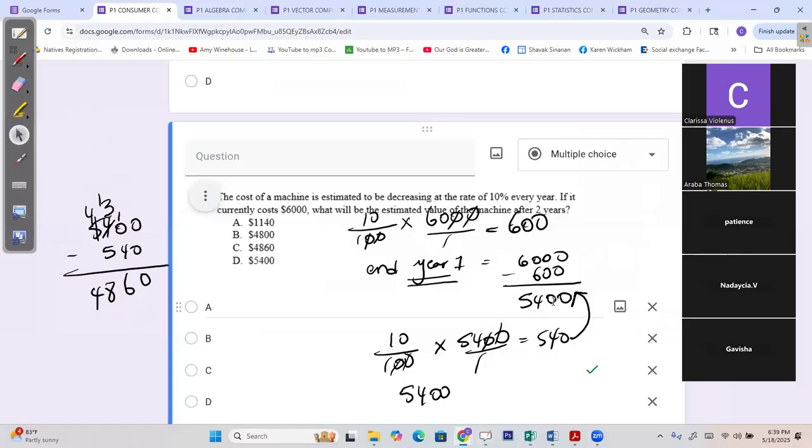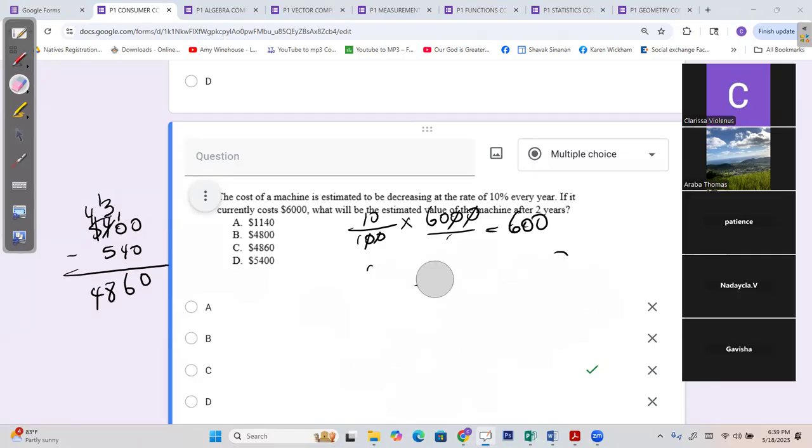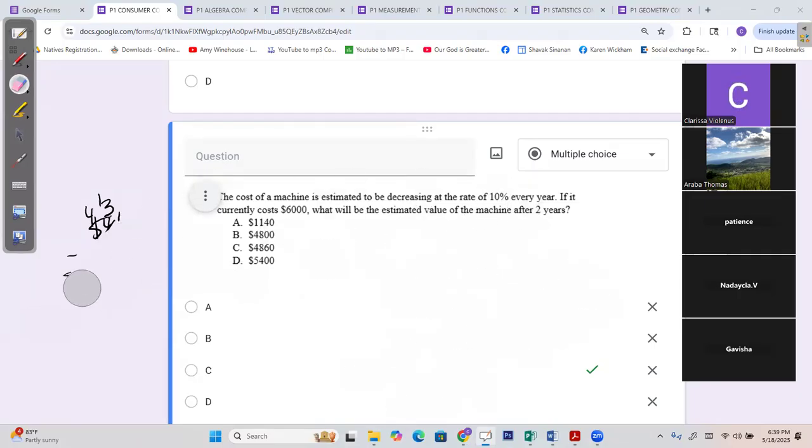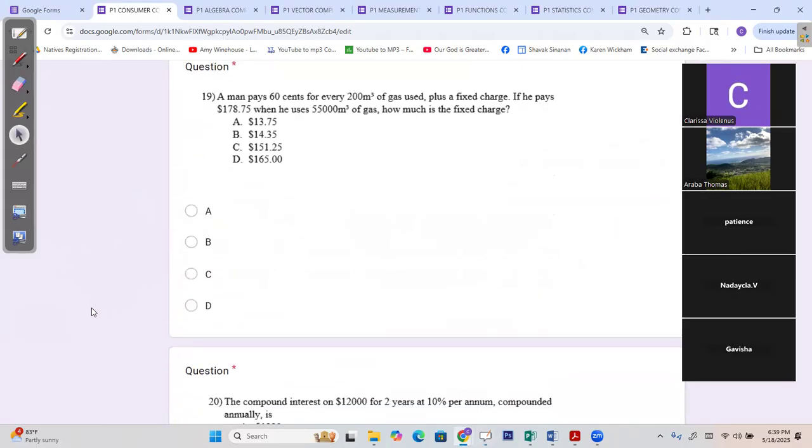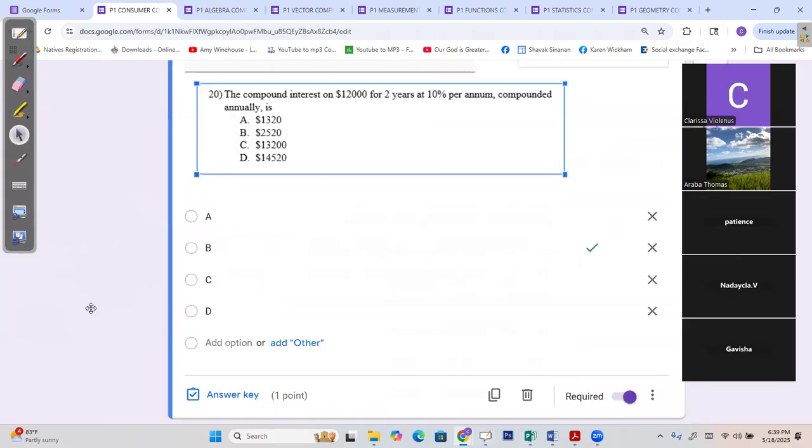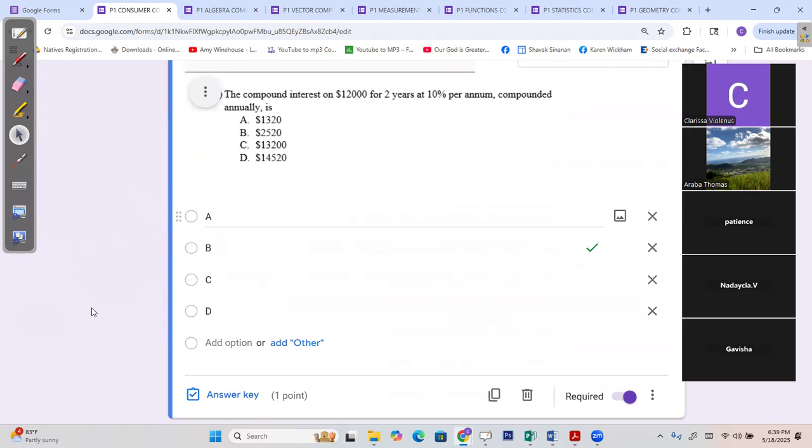Find the first year. That's the new value. You find it again. Subtract. That's how you find 2 years. That's the depreciation. All right. And the last question. Compound interest is the same thing, guys. The only difference with compound interest is that instead of subtracting, what do you think you're going to do for compound interest? Add. Should I do this last one?